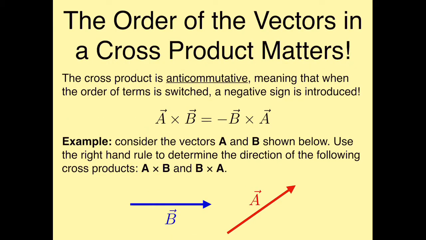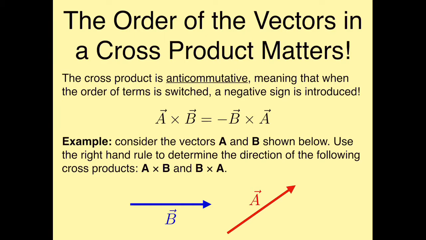Okay, so the cross product is a little bit different than other types of multiplication you've seen before because the order of terms actually matters. In normal multiplication of numbers, let's say 2 times 3, if I switch the order around to say 3 times 2, we get the same answer, so the order doesn't matter. But when it comes to cross products, the order does matter.